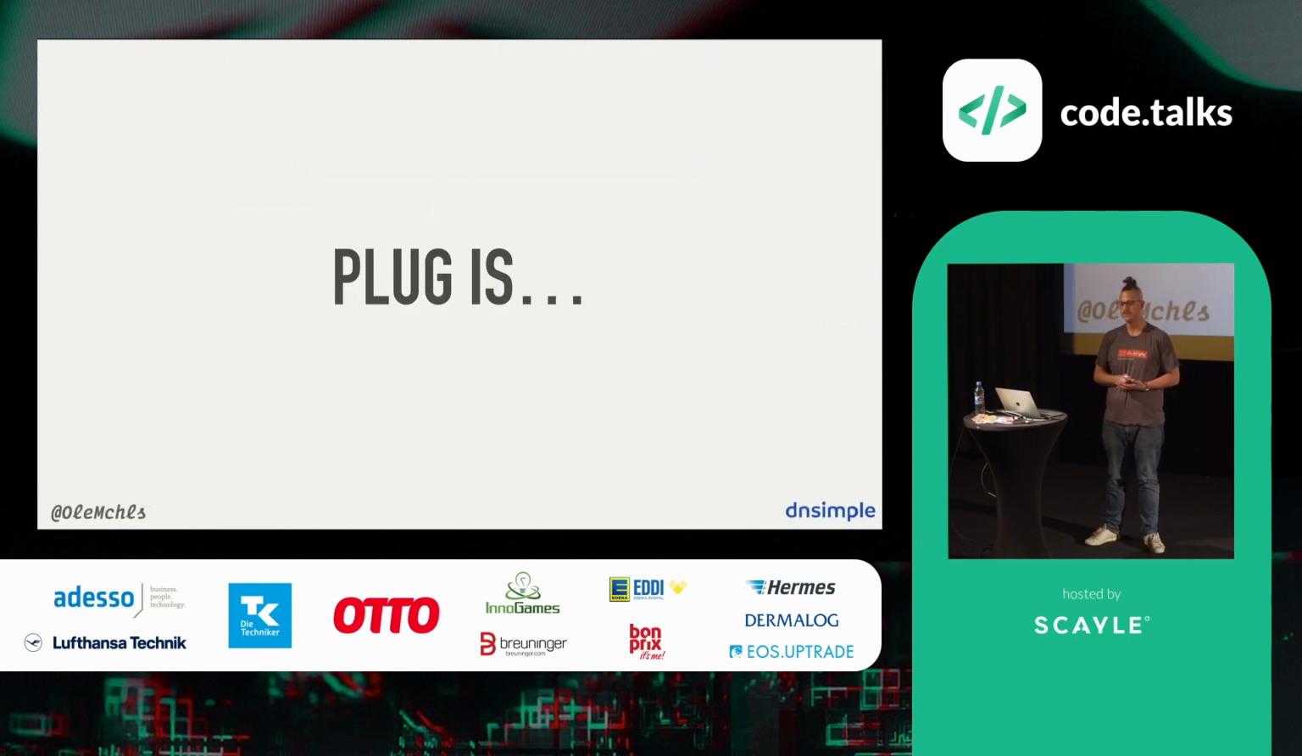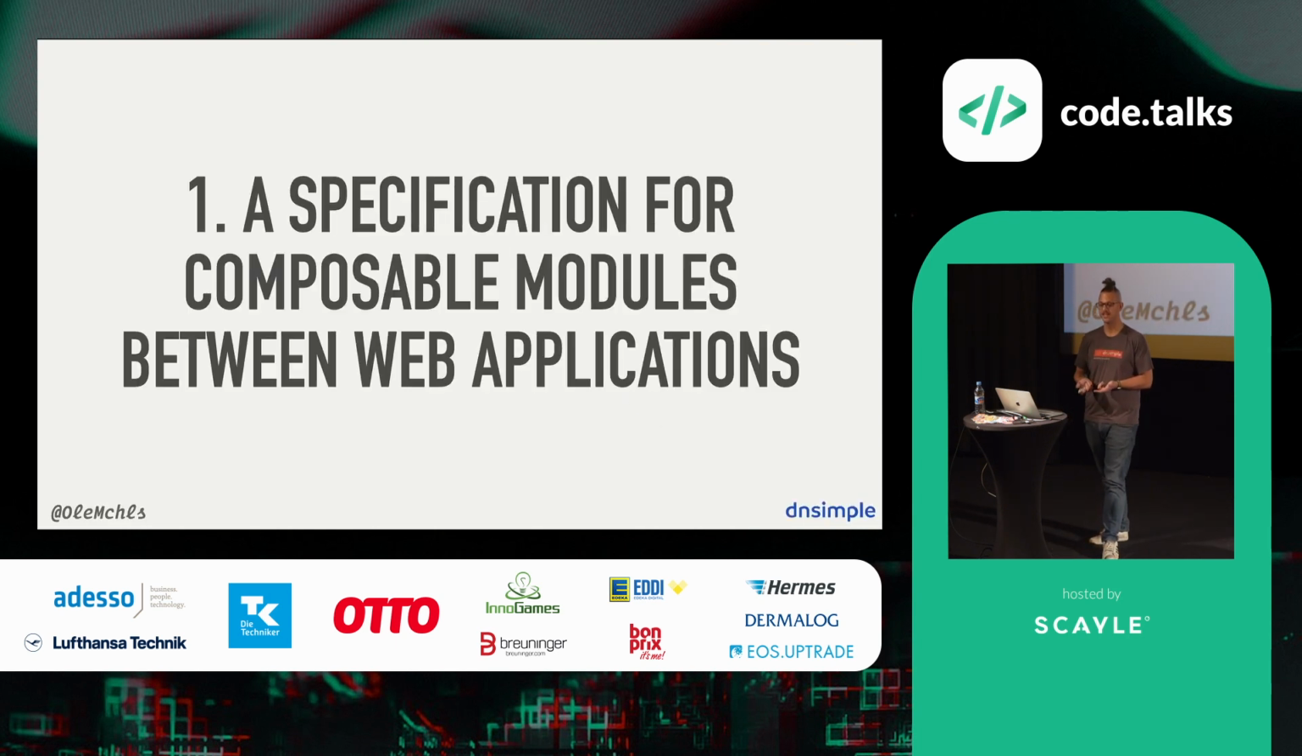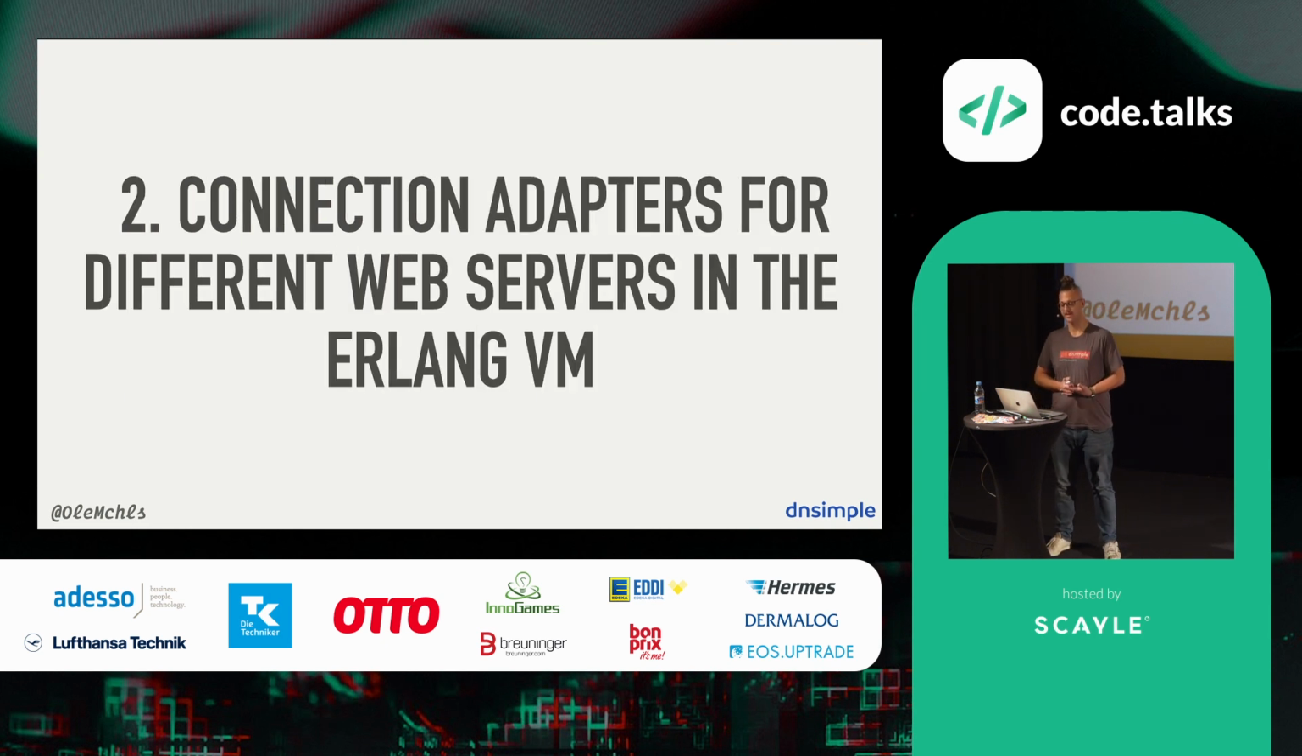So Plug is pretty similar to what you might know from Ruby as Rack or from Python as WSGI. It's an API, it's a set of APIs. It's not even enough that I would say it's a framework to do HTTP. It's an HTTP interface. And when you check it out on GitHub, it has above the fold two key lines specifying what it is. So first, it's a specification for composable modules between web applications. And second, it has connection adapters for different web servers in the Erlang VM. And especially that part, we will revisit in a second as well.